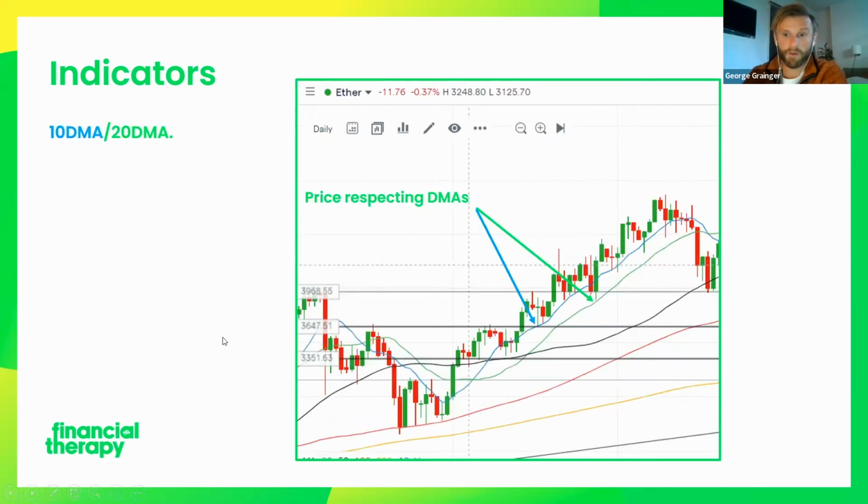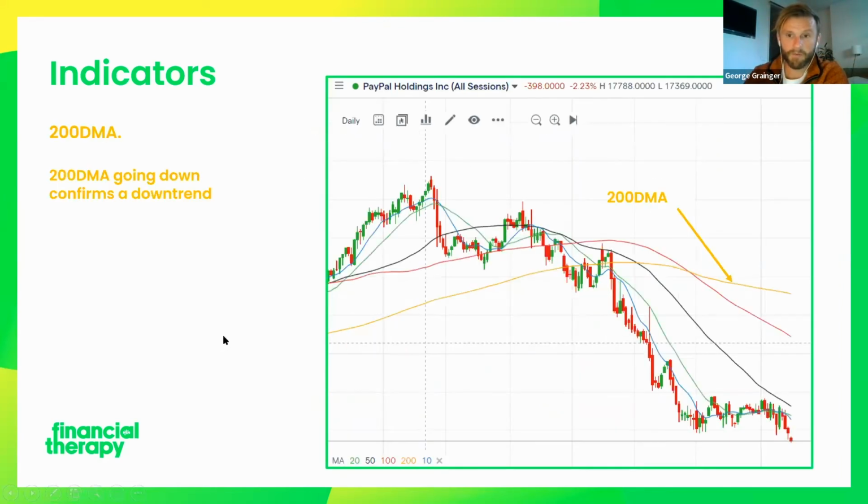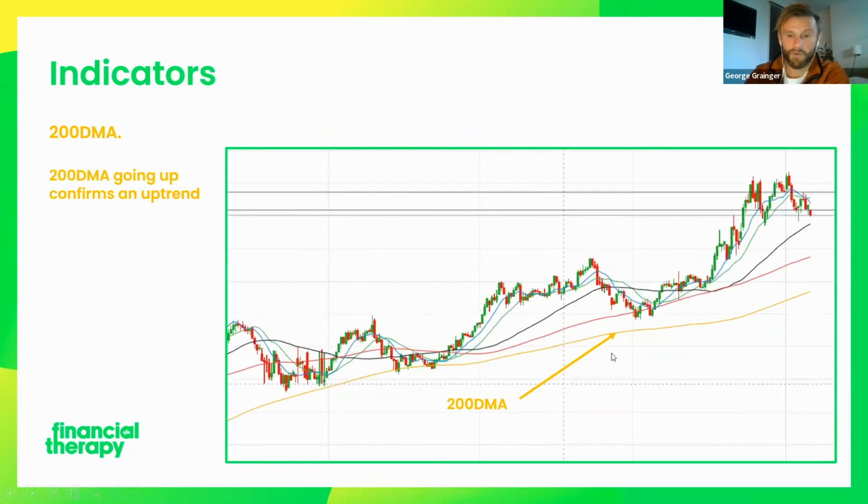So if I'm here, really, you could short. It's up to you. You could short if you're in a bull market. But I wouldn't short a stock when the 200 daily moving average is going up.